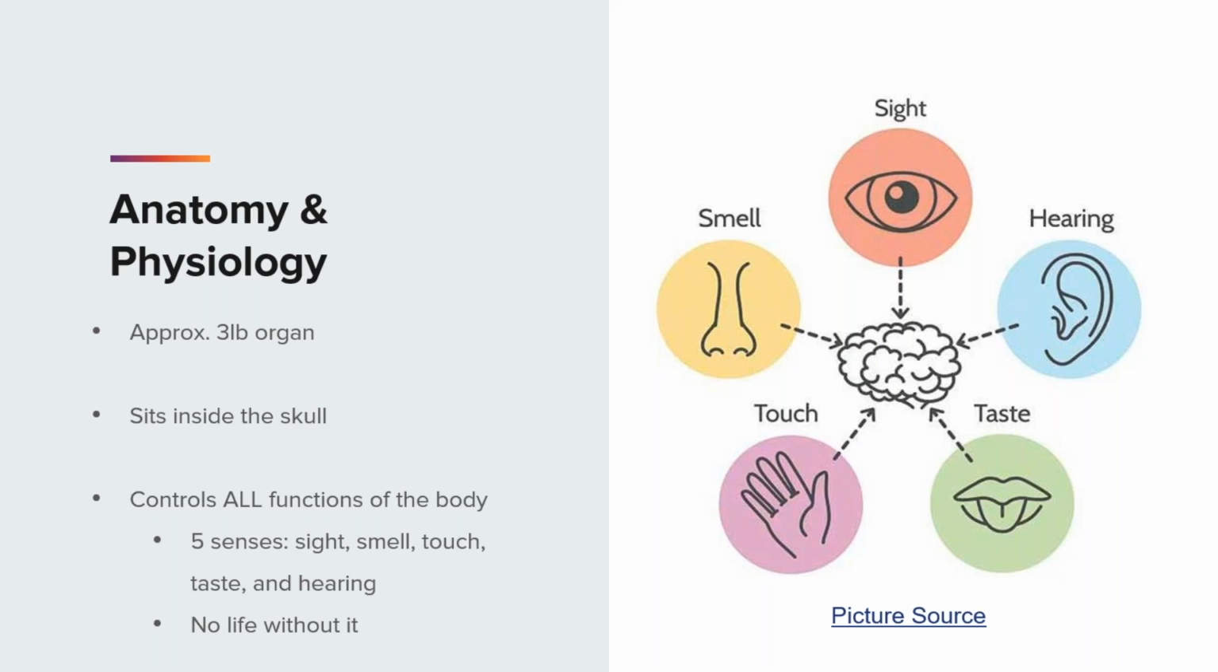Every brain is unique, ever-changing, and extremely sensitive to its environment. The brain controls all 5 senses: sight, smell, touch, taste, and hearing. Since it controls these vital functions such as breathing, swallowing, digestion, eye movement, and heartbeat, there can be no life without it.